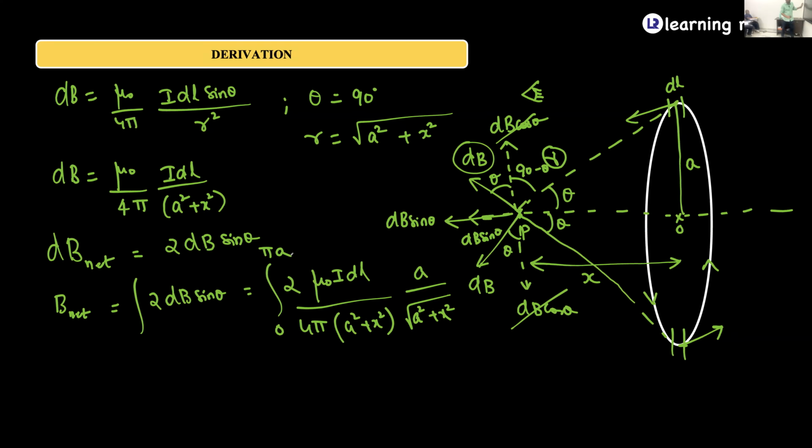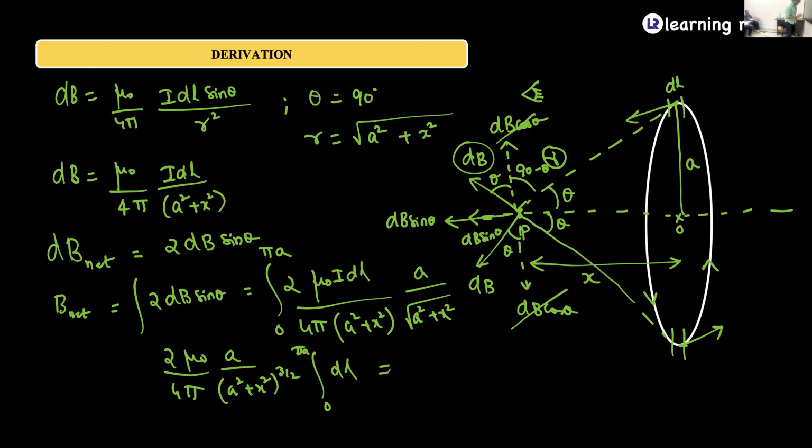So I'll take this 2 outside. 2 times mu naught divided by 4 pi. I will take a also outside. A divided by a square plus x square into a square plus x square power half. How much is that? A square plus x square, the whole power 3 by 2, and integral of dl from 0 to pi a. So what is integral of dl? It is L. So integral of dl between 0 to pi a is going to be this value only, pi a.